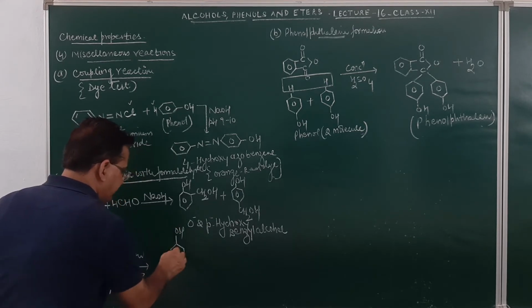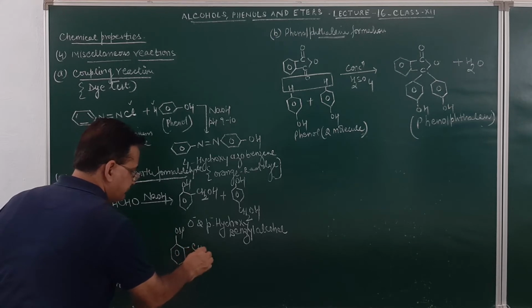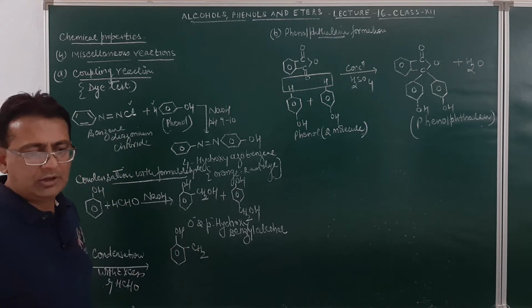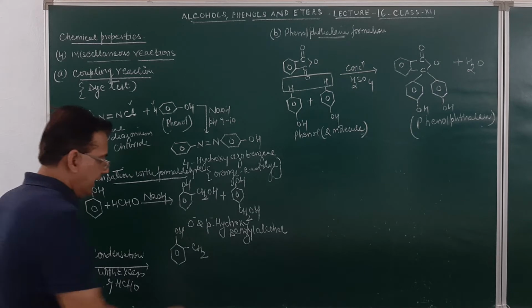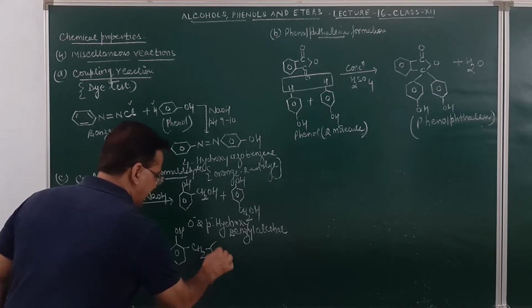This will be OH, then CH2. You may look at this structure. They are cross-linked and result in the formation of bakelite.